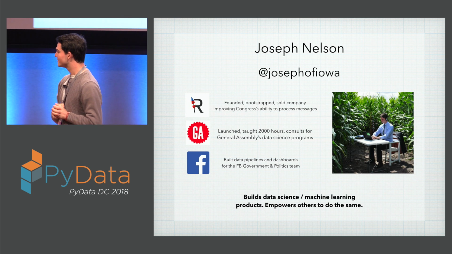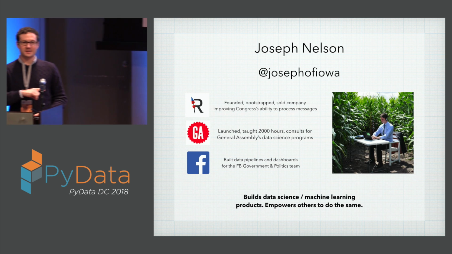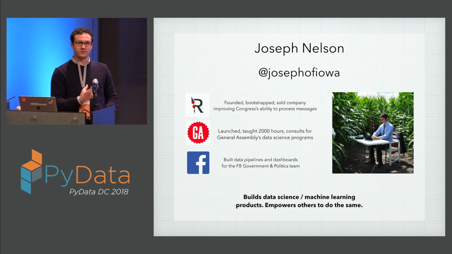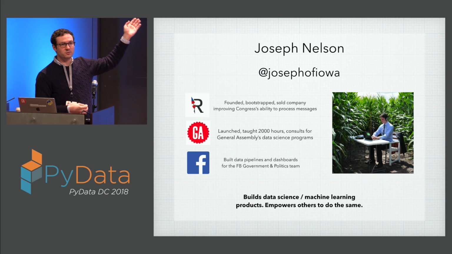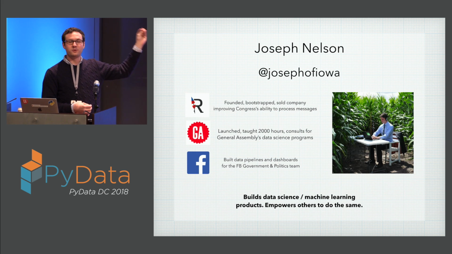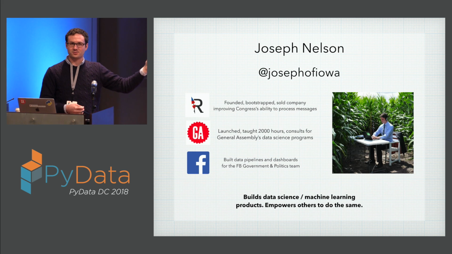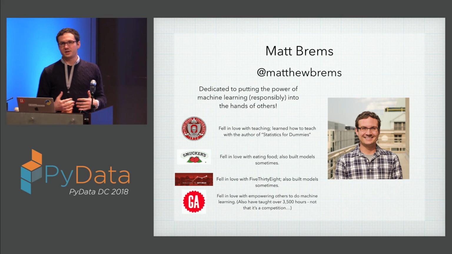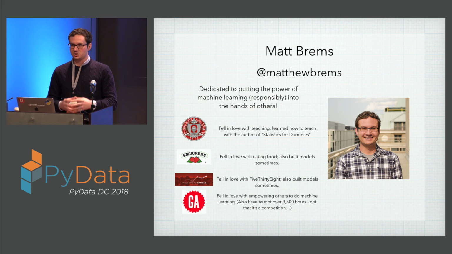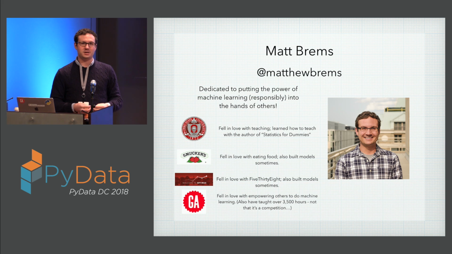Hello, my name is Matt Brems. Before I move over to the slide where I walk through my background, one thing I want to call out that I think is very important is that Joseph, with General Assembly, taught for 2,000 hours, and you will see why this is relevant in a moment. What I'm particularly passionate about is figuring out how to put the hands of machine learning and data science into others. I'm very, very passionate about education.